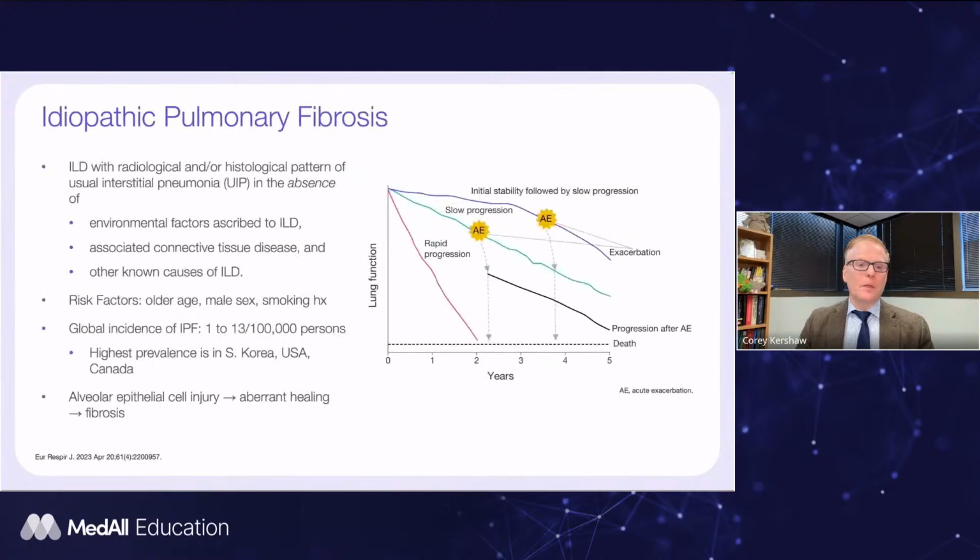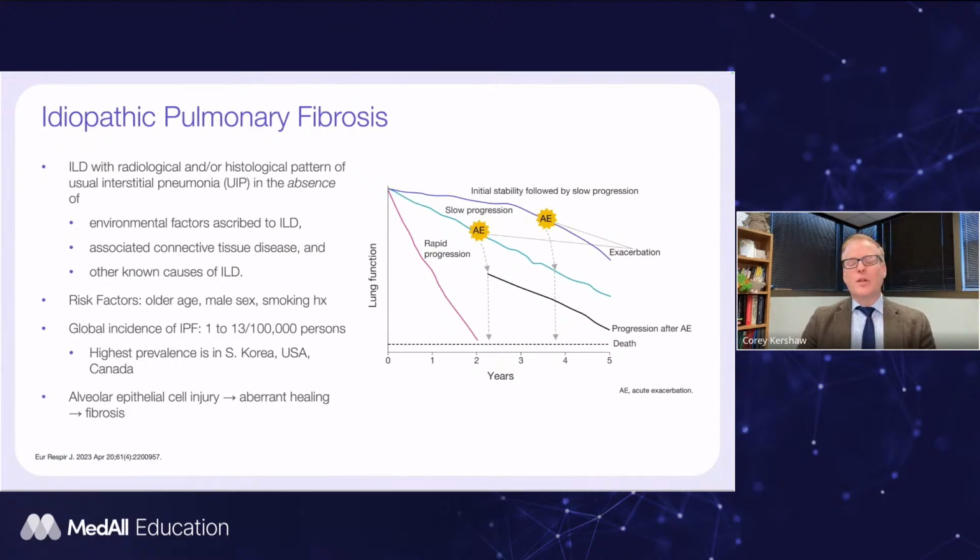So let's talk about idiopathic pulmonary fibrosis. Idiopathic pulmonary fibrosis is an interstitial lung disease that has both a radiological and or histological pattern of usual interstitial pneumonia, or UIP. I'll use the term UIP throughout this presentation, in the absence of a cause. And this means there's no environmental factors that you could ascribe to the ILD, no associated systemic diseases such as connective tissue disease or autoimmune disease that could cause ILD, and really no other causes for the ILD.